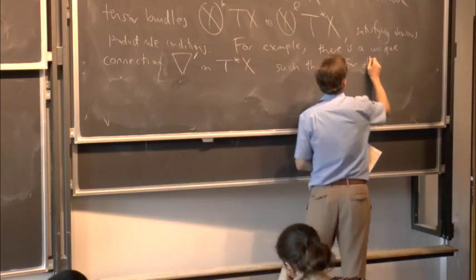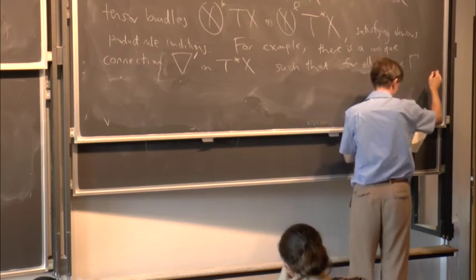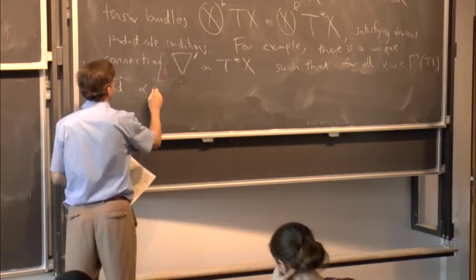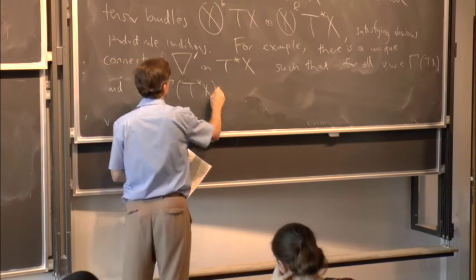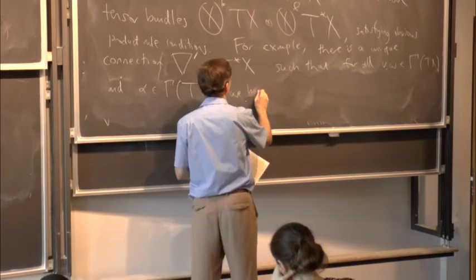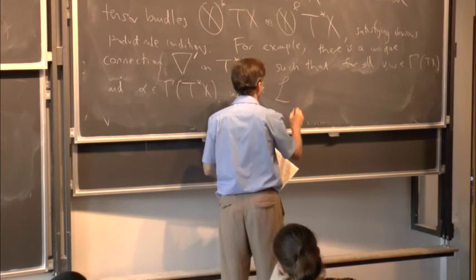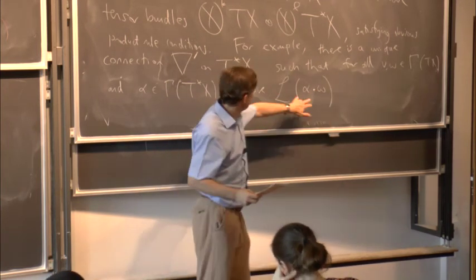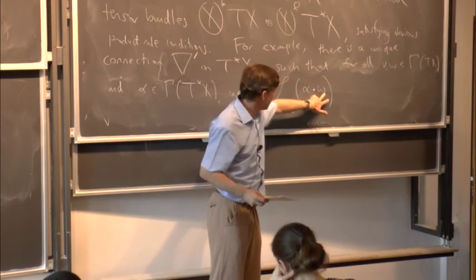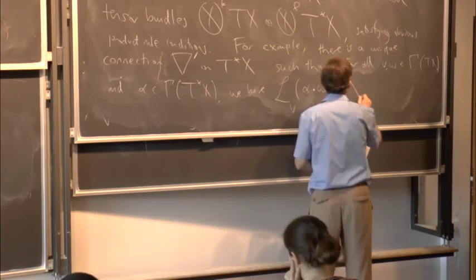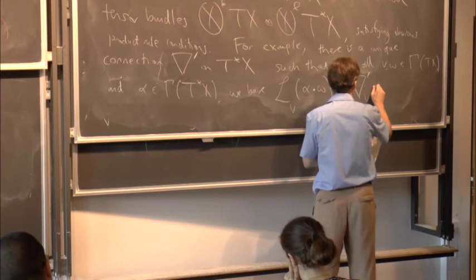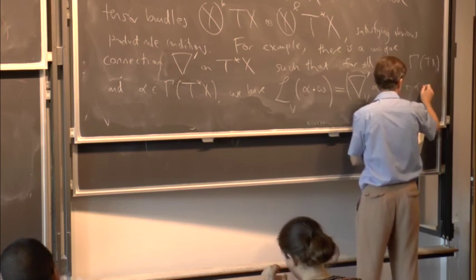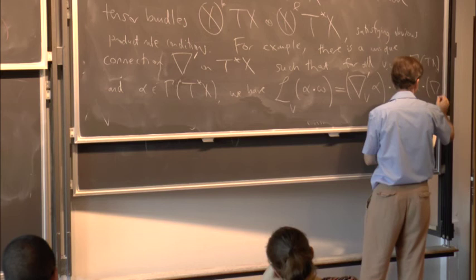So such that for all V and W in the sections of TX and alpha in the sections of T*X, we have, well, the Lie derivative in direction V of alpha dotted with W. So this is just a function we get by contracting the one form alpha and the vector field W, is equal to nabla primed of V of alpha dotted with W plus alpha dotted with nabla of V of W.